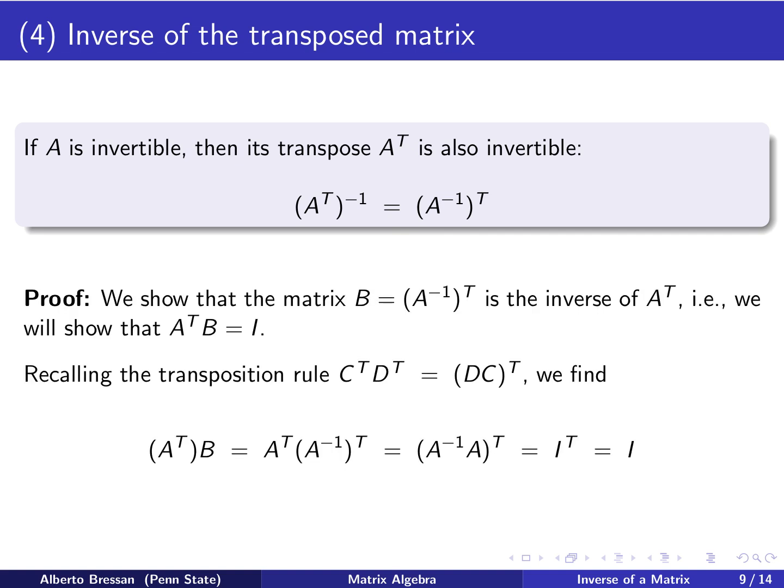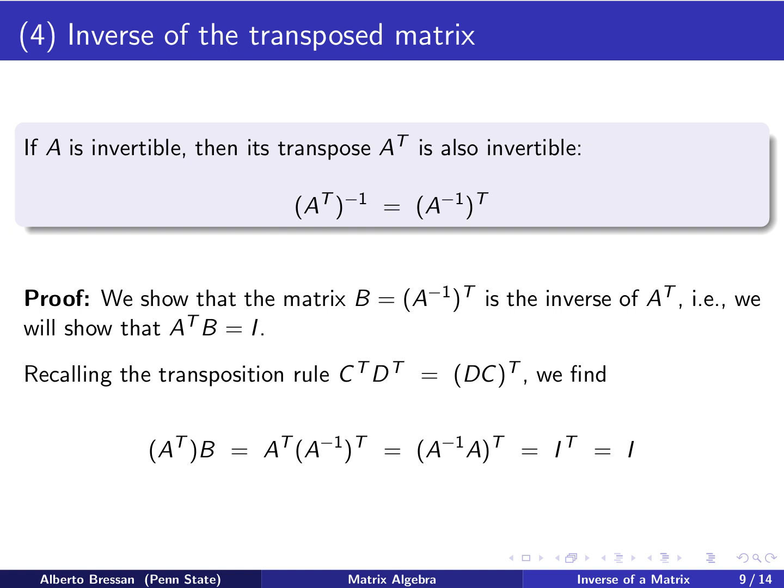Now to construct a proof, let's call this matrix here, the right-hand side matrix, let's call this matrix B. So what we need to show is that the inverse of A transpose is B, which means A transpose times B shall be the identity. Okay, that's the aim of our proof. We want to show that, and that implies this property.